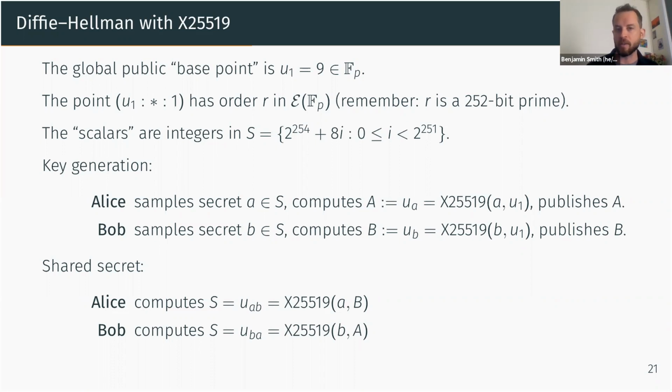The scalars have some restrictions on them. Basically, the bottom 3 bits have to be 0. That's what this 8 is doing here. And the 254th bit, or bit 255 in that position, has to be 1. So that means that all of your scalars have the same length in their bit representation. There are no short scalars. They're all this long. They've all got 3 zeros at the bottom. They're all multiples of 8.